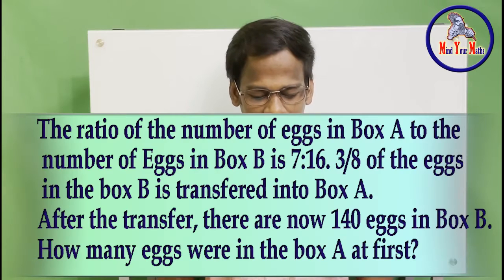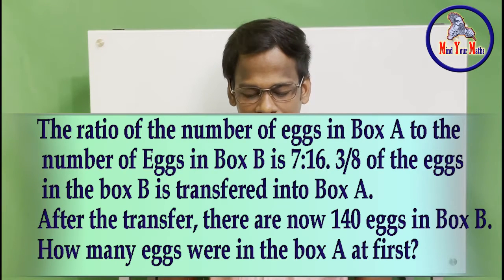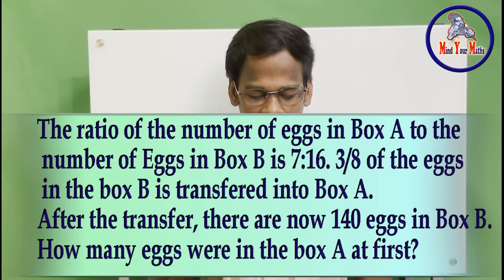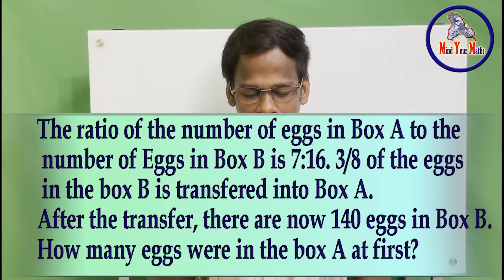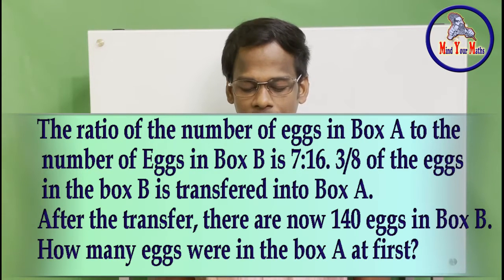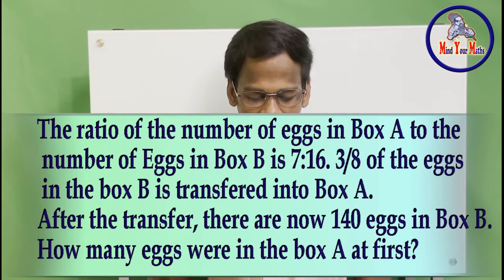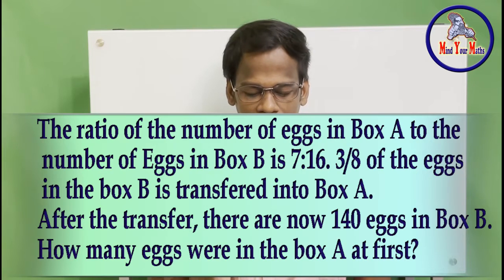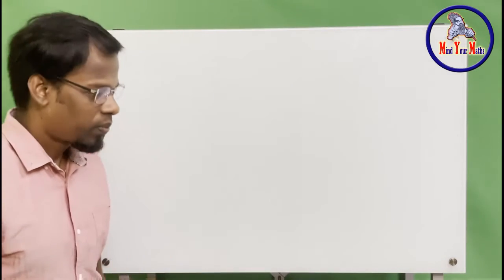I'll just read the problem for you. The ratio of the number of eggs in box A to the number of eggs in box B is 7:16. 3/8 of the eggs in box B is transferred to box A. After the transfer, there are now 140 eggs in box B. How many eggs were in box A at first? So let's see how to solve this problem.